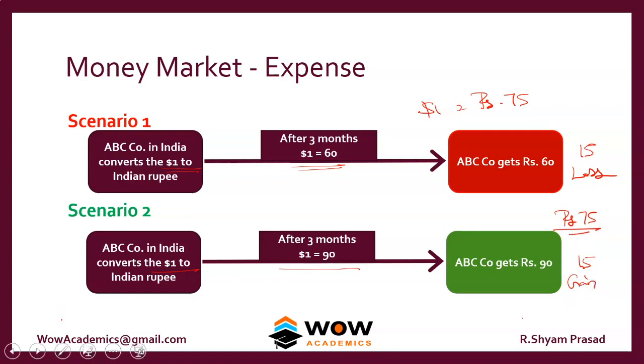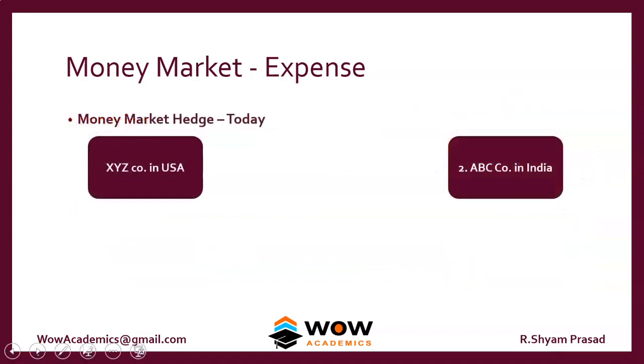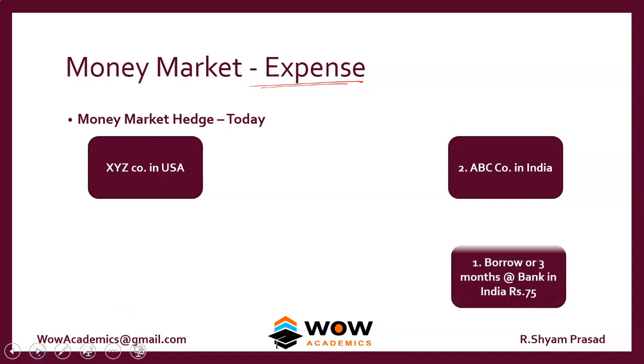So there's a problem here. The company has to take a hedge because they don't know which side the currency rate will move. So it's always better to take a hedge. So we'll see how a money market hedge works. We'll look at the money market hedge from the expenses angle, and follow a step-by-step example.